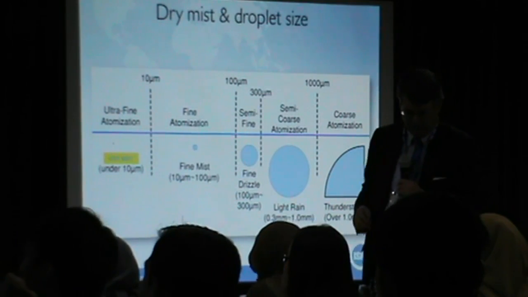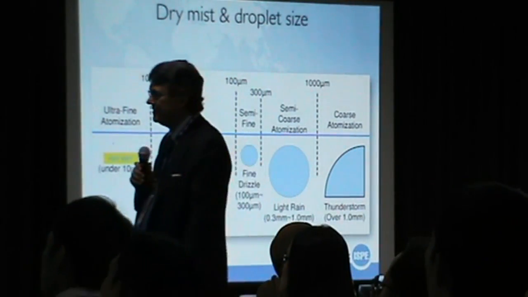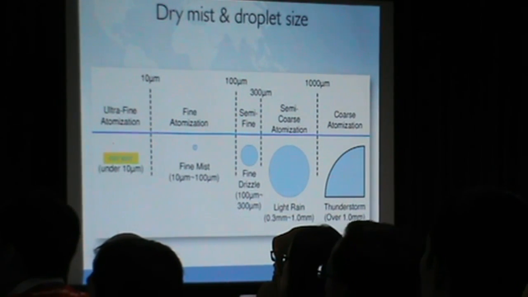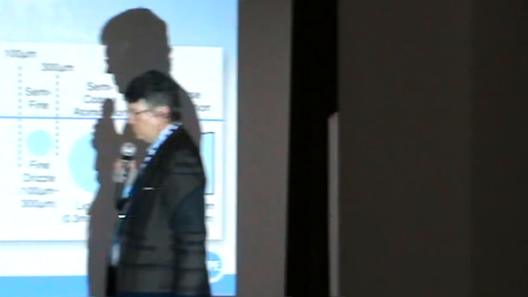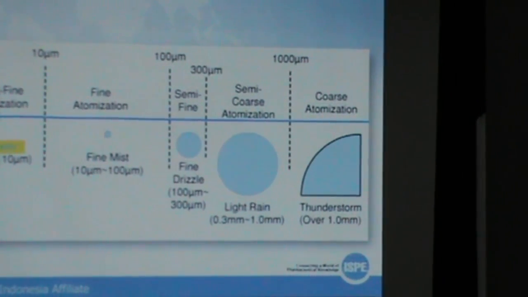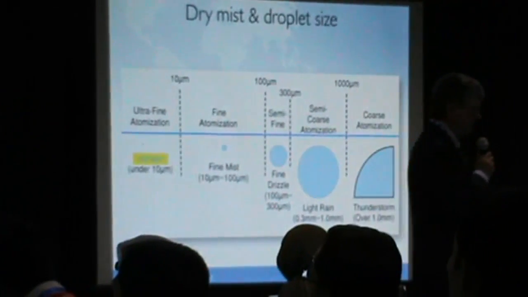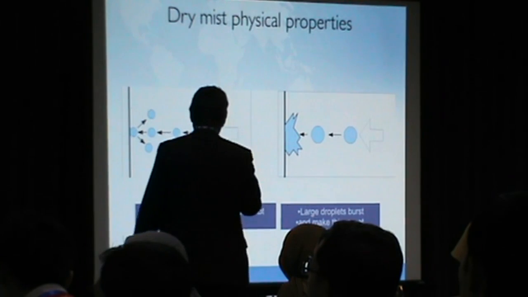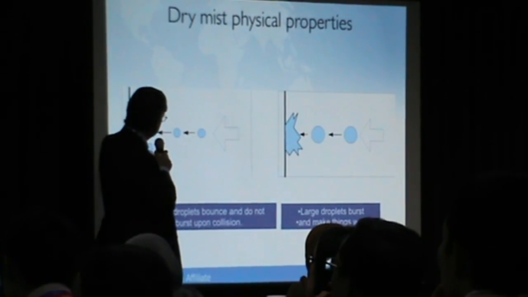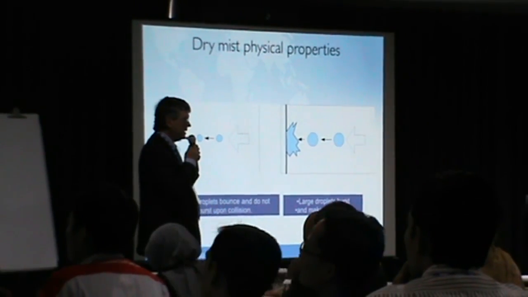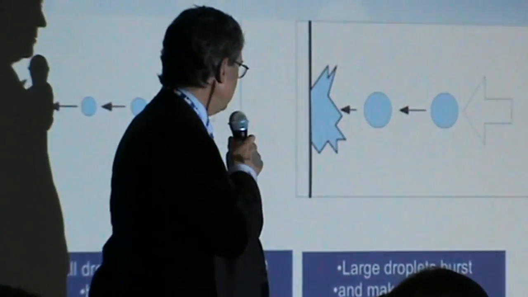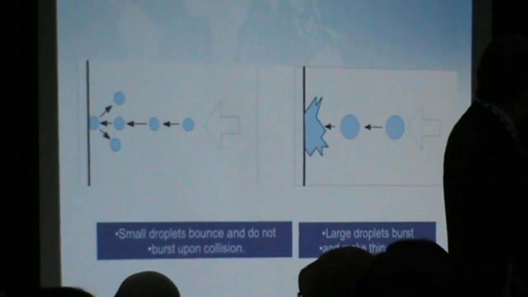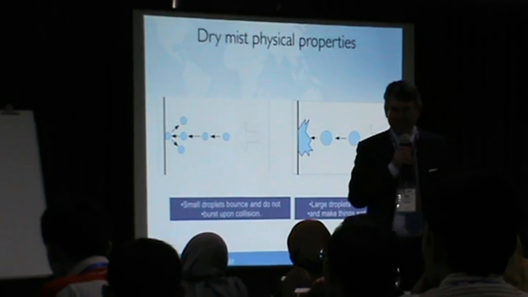Okay, some science behind, the rocket science behind this dry mist. So we have this nozzle that generates ultrafine droplets, about 10 microns. And the phenomenon, because of the small size of the droplets, is that the droplets bounce and do not burst upon collision. So they stay in the environment and they behave like a gas, while large droplets burst and make things wet. So now you know that in your shower you have large droplets, not thin droplets.